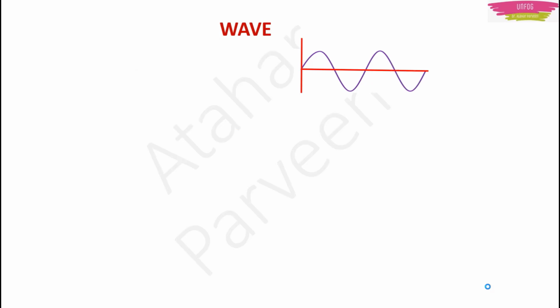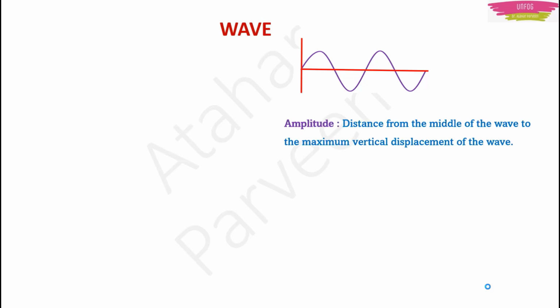Now consider a wave. In this wave, you have a certain distance on the x-axis, right? And a certain distance on the y-axis. Now, this distance from the middle of this wave, that is from the x-axis to the maximum vertical displacement on the y-axis, is known as amplitude. You can see here, this is known as amplitude.